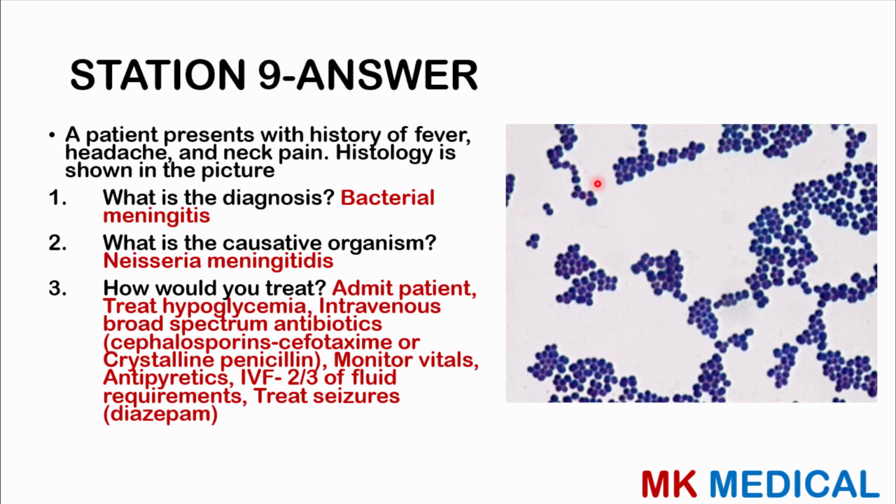Then how would you treat? So you admit the patient. You check their blood glucose. If there is hypoglycemia, you treat hypoglycemia, of course, with intravenous dextrose. You treat the infection with intravenous broad spectrum antibiotics. You could use cephalosporins such as cefotaxime or penicillin such as crystalline penicillin, monitor their vitals, administer any antipyretics like intravenous paracetamol, give IV fluids, of course 2/3 of the fluid requirements to prevent syndrome of inappropriate ADH secretion, and treat any seizures that are going to be present with diazepam.